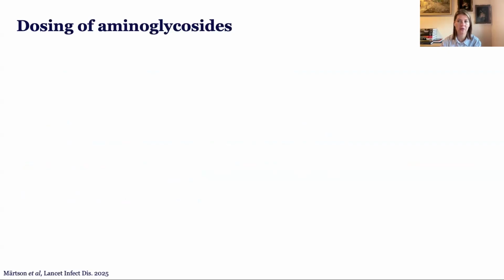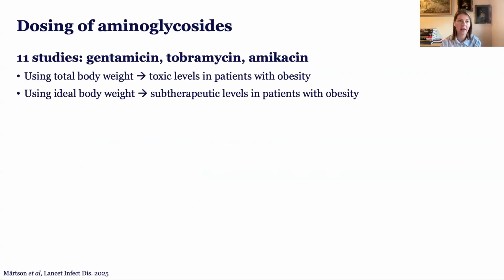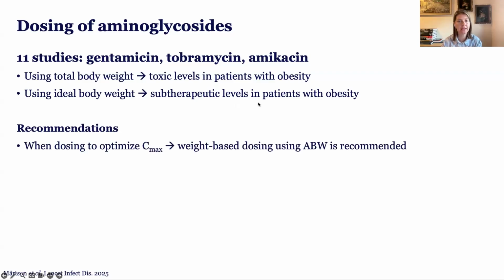So going into specifics, drug classes, we had 11 dosing of aminoglycoside studies. In patients with obesity, what we saw is that if you use the total measured body weight, toxic levels can be expected in patients with obesity, and using ideal body weight, there could be subtherapeutic levels in patients with obesity. So what is our recommendation? When trying to optimize the maximal concentration, we recommend weight-based dosing using absolute body weight. I just made the mistake that I said you shouldn't. So using adjusted body weight is recommended.